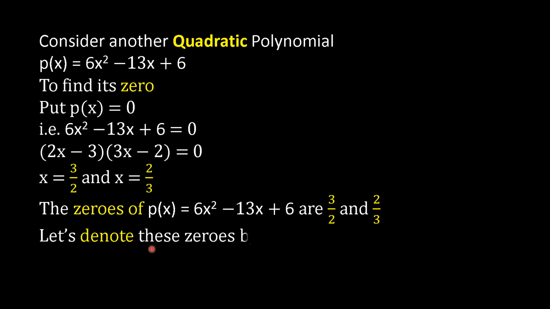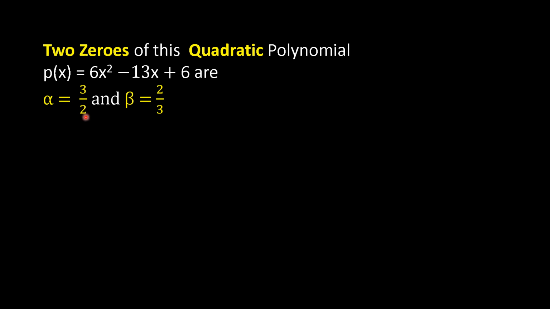Let us denote these zeros by alpha and beta so that alpha equals 3 by 2 and beta equals 2 by 3. The two zeros of this quadratic polynomial p(x) equals 6x squared minus 13x plus 6 are alpha equals 3 by 2 and beta equals 2 by 3.